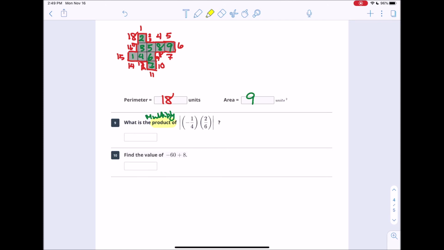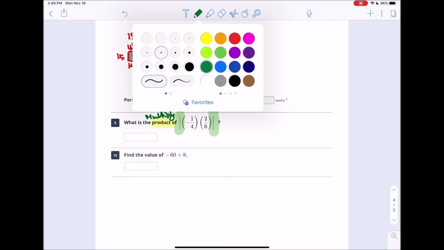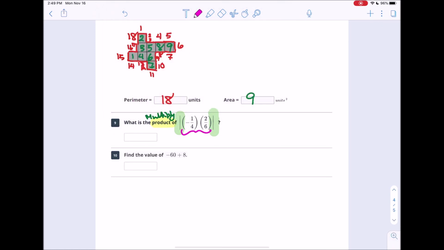And if you'll notice, not only are we multiplying, but we have absolute value bars. Don't forget those absolute value bars. So let's take it one step at a time. Remember, we have to do the inside of the absolute value bars first. We have to do the inside, just like with parentheses. And then whatever our answer is, we take the absolute value of it.